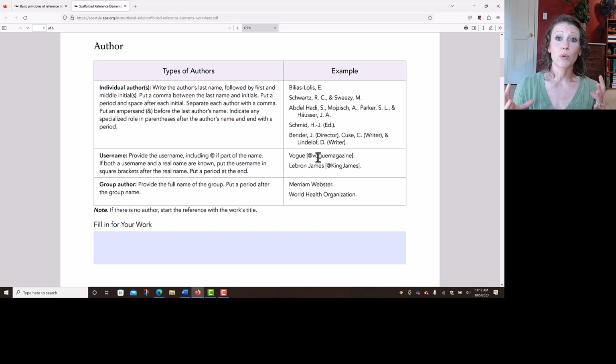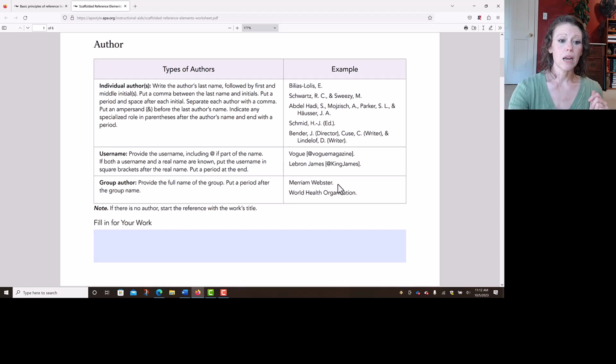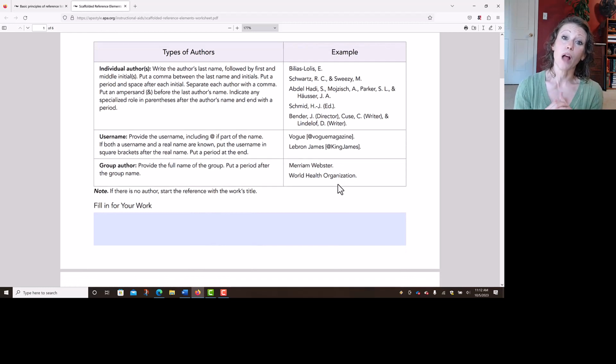In brackets, you would put the username that goes with the author's name there. Also, if you do not have an individual author, but you have a group or corporate author, those can be used in the author space. The ones I see most common are probably the Mayo Clinic or Johns Hopkins.